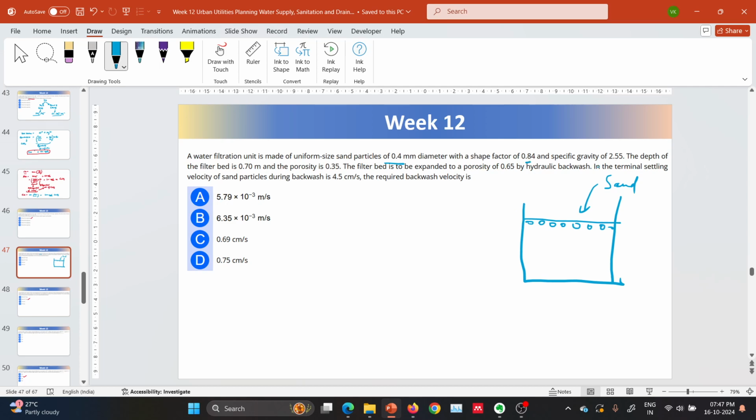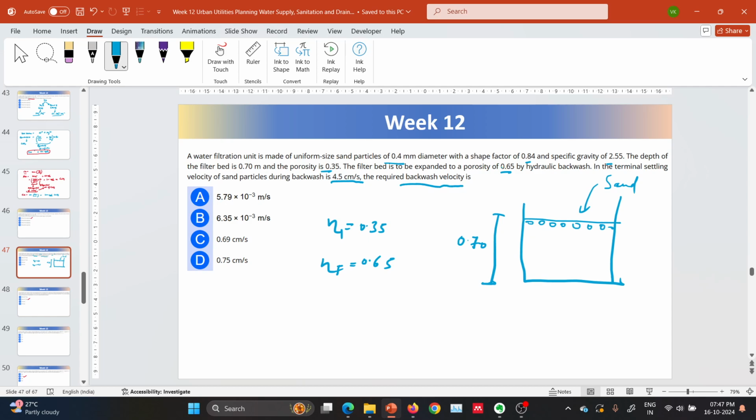The shape factor is this, specific gravity is this. The depth of sand filter is around 70 centimeter. And the initial porosity is 0.35, and the filter bed is expanded to a final porosity of 0.65 by hydraulic backwash, and the terminal settling velocity of sand particles during backwash is 4.5 centimeter per second. The required backwash velocity is?